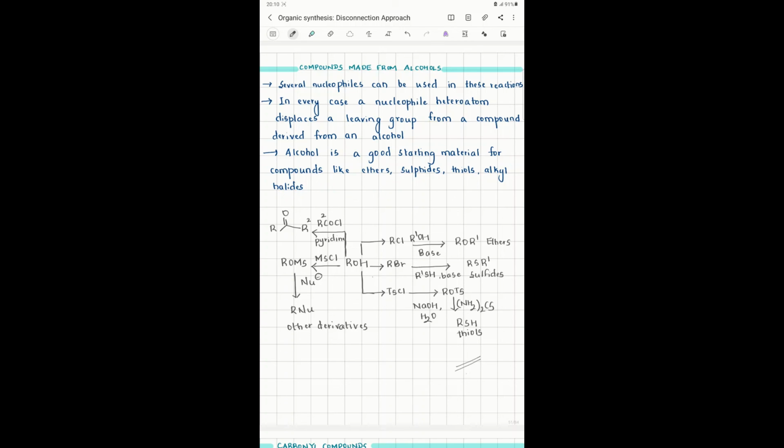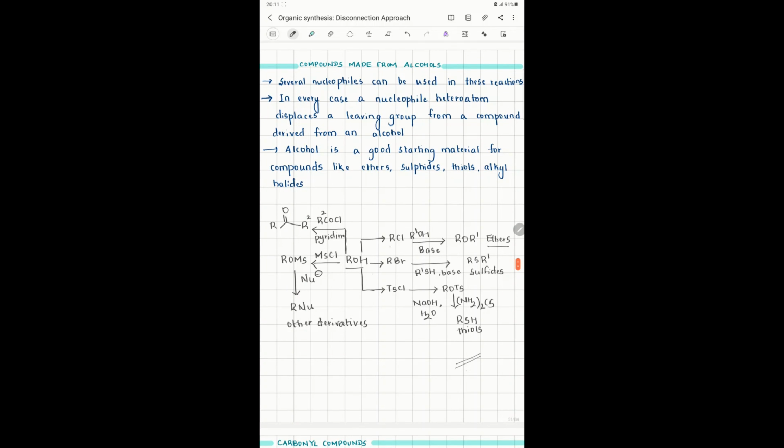Now for example, if there is an alcohol, and it reacts with an alkyl halide in the presence of another alcohol and a base, it is going to give me an ether system. Alcohol gets converted to RCl. If this alkyl chloride reacts with another molecule of an alcohol, it is going to give me an ether system. Alcohol can be converted to alkyl bromide, which in the presence of a thiol system is going to give me a sulfide system. Alcohol reacts with tosyl chloride, which is going to give me a tosylate system.